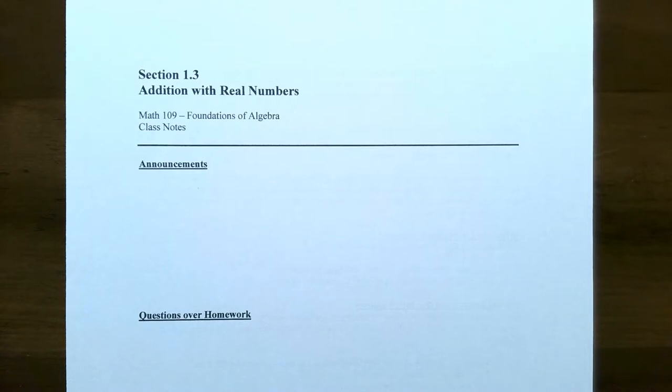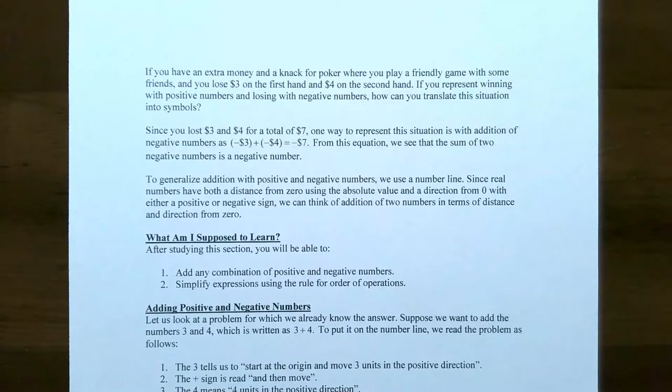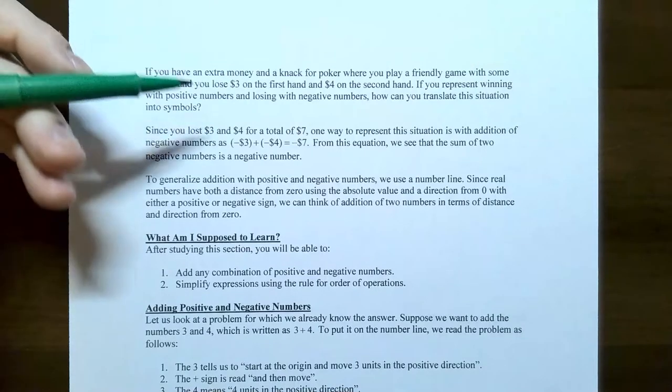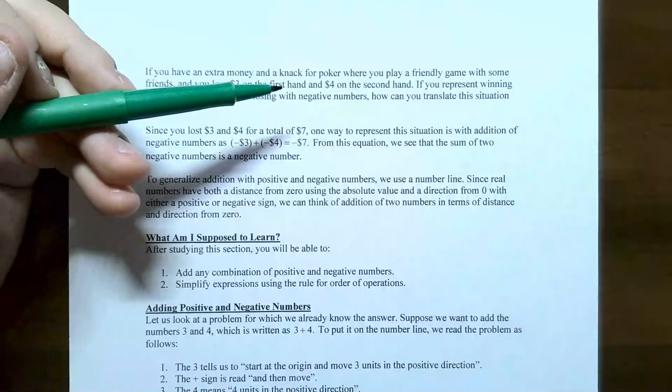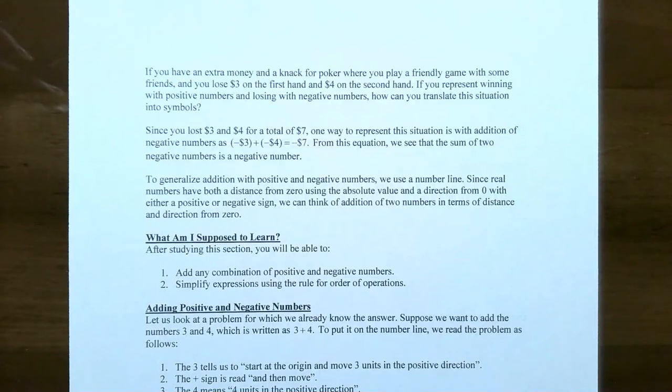With Professor Emerson, in this video we're going to look at how to add real numbers. So let's start off with an example. Suppose that you have some extra money and you have a knack for poker. You lose $3 in the first hand of poker and then you lose $4 in the second hand. Well, we know that we've lost $7 total.